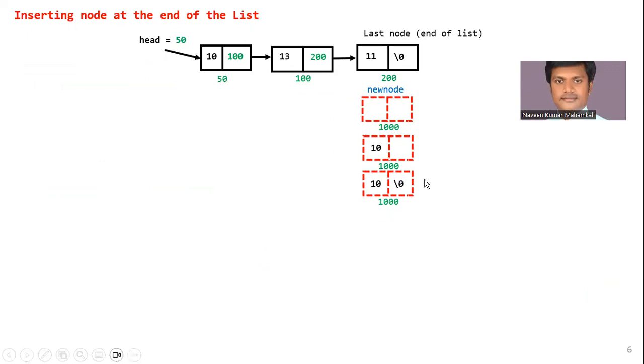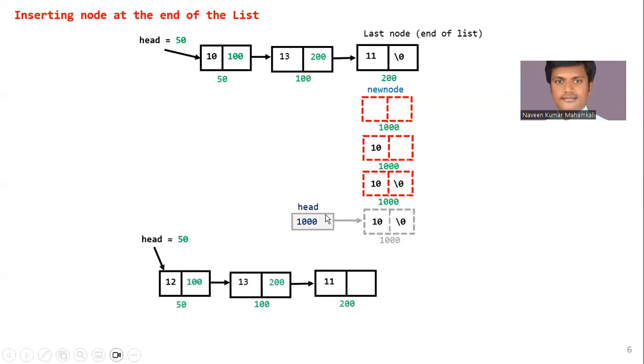The end node always has null in its link field. So we have to check now: suppose the linked list is empty, the new node will become the first node of that linked list. So we have to check whether head is equal to null or not. If head equal to null, we have to make head equal to new node. As a result, the new node will become the first node.